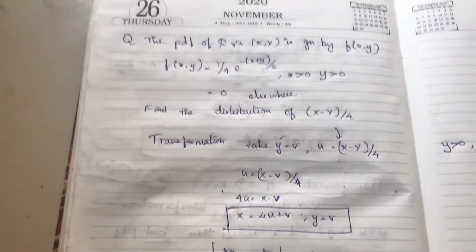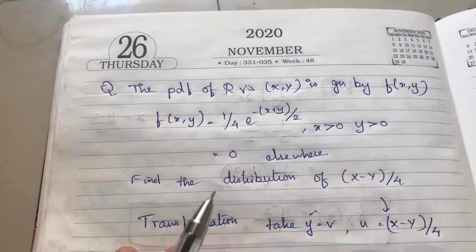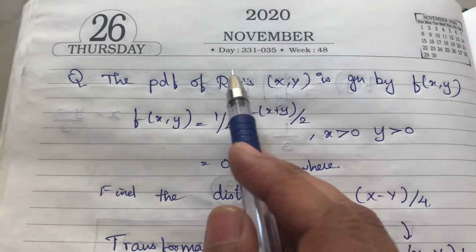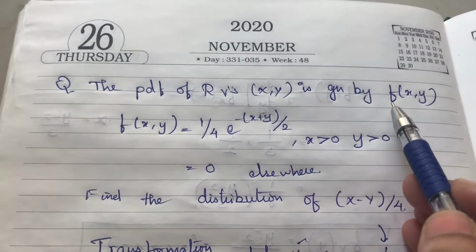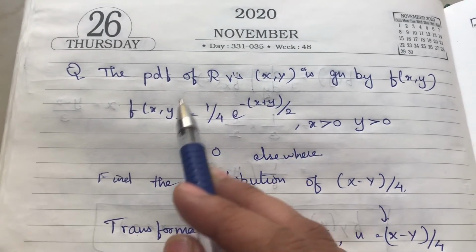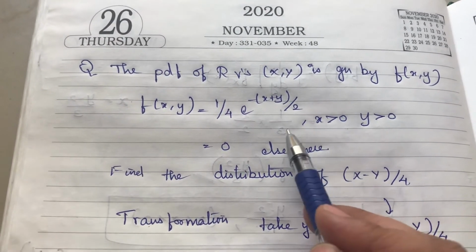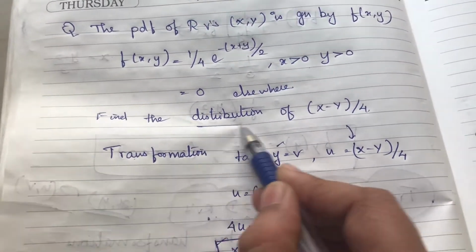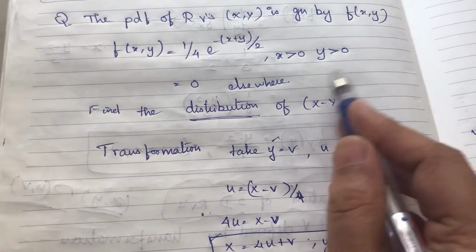Okay, so a problem. The problem is the PDF of random variables x, y. They have given one function f of x, y. Okay, f of x, y is this function, where x is greater than 0, y is greater than 0. So they want us to find the distribution function of this value.